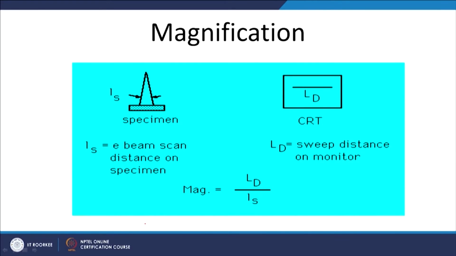For example, let us say IS is the electron beam which is falling on the specimen, and it is the scan distance on the specimen, and LD is the sweep distance on the monitor. You are using a CRT. So, LD is the sweep distance and IS is the electron beam scan distance from the objective to the sample specimen substrate. Most of the cases it is kept at 8 millimeter. Now, the magnification is defined as LD by IS, so the sweep distance divided by the E-beam scan distance.